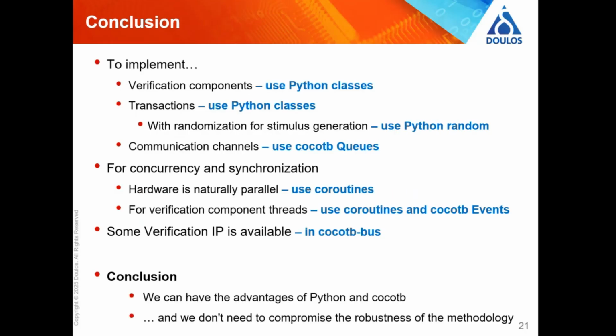So happily, we've answered our questions. For verification components, we have Python classes. For transactions, we have Python classes. For randomization, we can use Python random and other packages if we want to. For communication, we can use Cocotb queues. For concurrency and synchronization, we can use coroutines to manage the fact that we have our parallelism, and we can also have different verification components running in different threads. And there is some verification IP available in Cocotb bus.